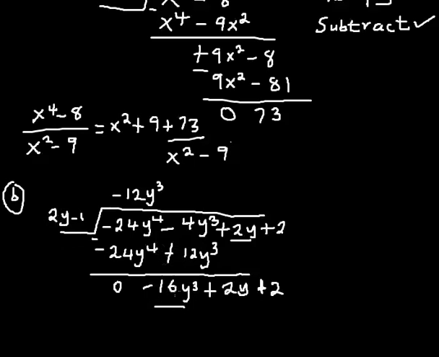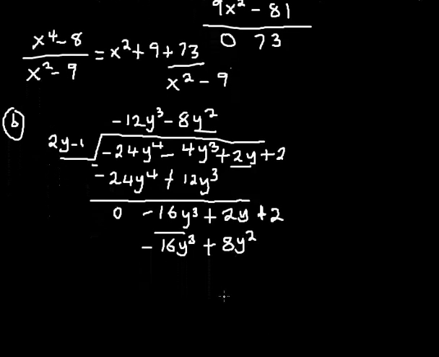16y raised to the power 3 divided by 2y. This time around I'm going to have minus 8y raised to the power 2. Then multiply minus 8y raised to the power 2 by 2y. That's going to be minus 16y raised to the power 3. Then minus 8y raised to the power 2 multiplied by minus 1 gives me plus 8y squared.